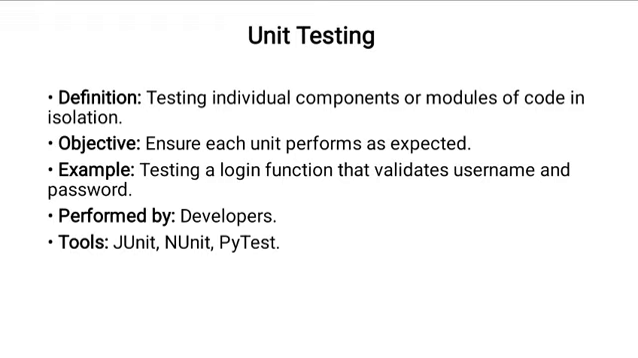Let's start with unit testing. It is the first level of testing, usually performed by developers. In a unit test, a single component is tested. A unit is the smallest possible testable software component. A unit test is a type of software test that checks whether an individual part of code, that is a function, method or class, works correctly in isolation.